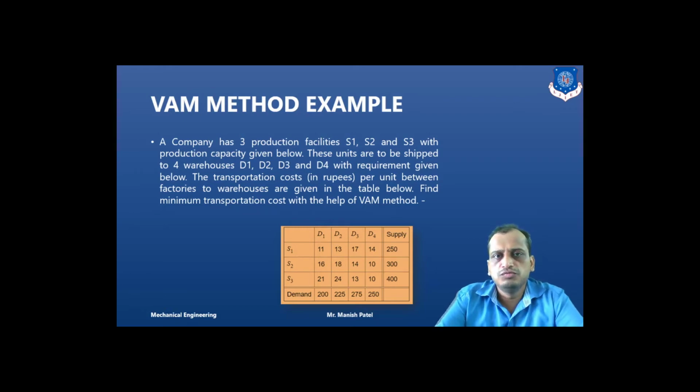The example is the same one which we discussed for the northwest corner method and the least cost method. The company has 3 supply ports, and 4 demand destinations, and the cost matrix is given. We have to arrive at the minimum transportation cost with the help of Vogel's approximation method.